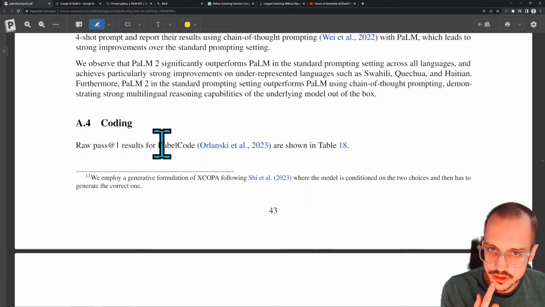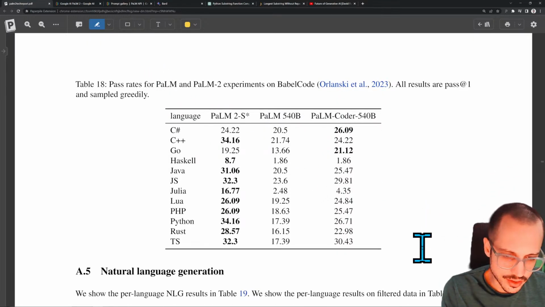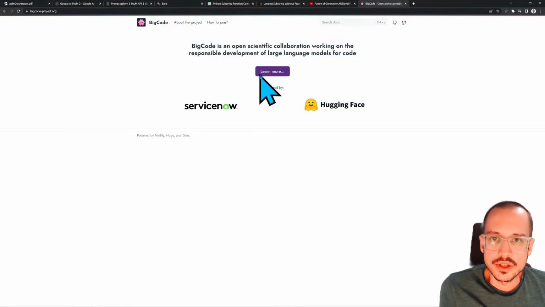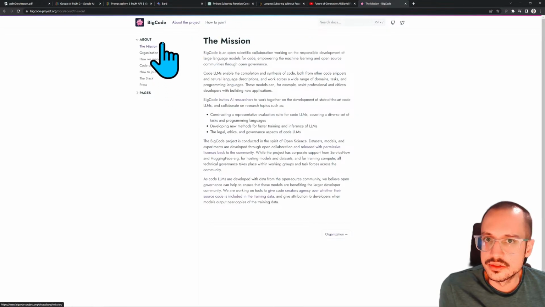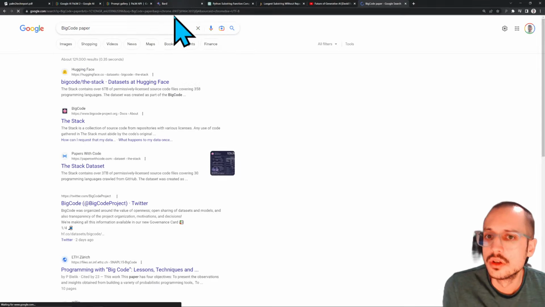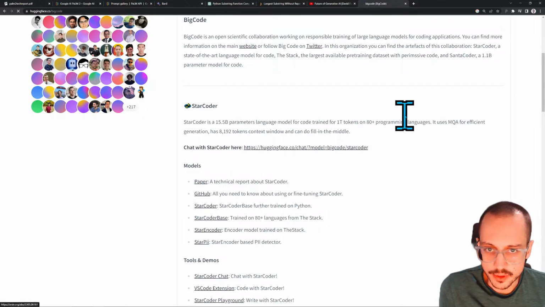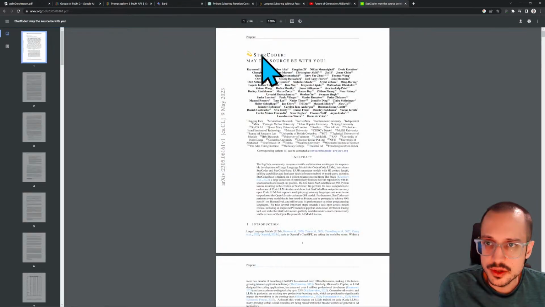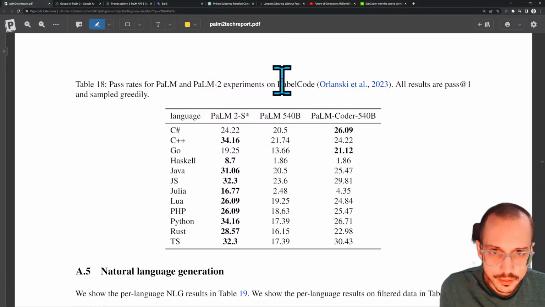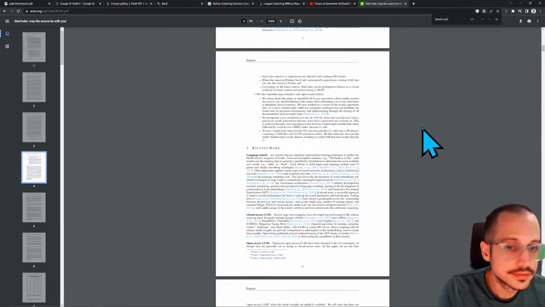Raw pass 1 results for Babel code. And again here, they're not comparing against anything, right? You could compare against big code. Let's see, big code, about the project. Let's see, big code paper. Where's the paper? All right, we're gonna have to do this manually because Google does not want to tell us. So Babel code. Let's see if that's available here. Control F, Babel code. It's not.